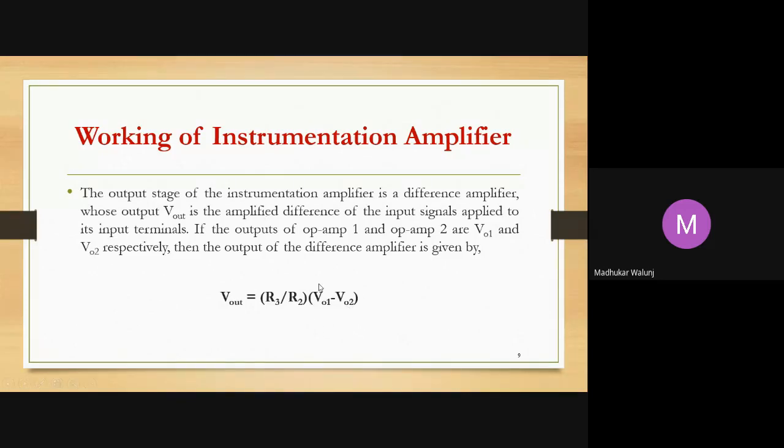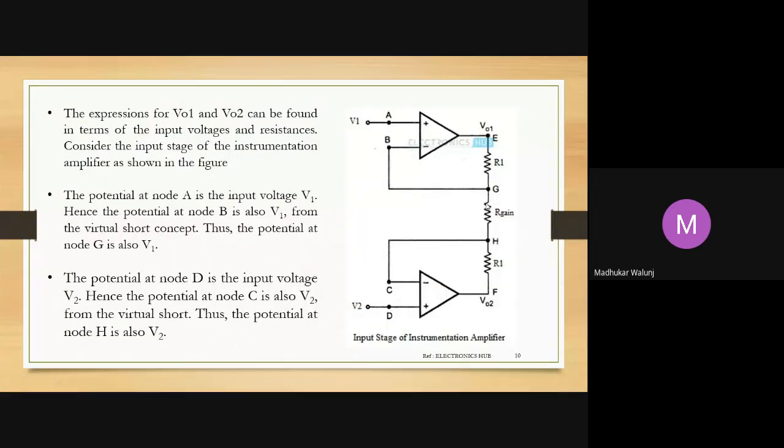So the input for VO1 is V1 and the input for VO2 is V2. We have to find out the values of VO1 and VO2. So how to find it out? For that purpose, look here at the first stage of the instrumentation amplifier, where the first operational amplifier, the upper one, and the lower operational amplifier are taken. Where V1 is connected, the name given to that point is A. The next point is B, the inverting terminal. You can see the output of the operational amplifier having input V1 is VO1.